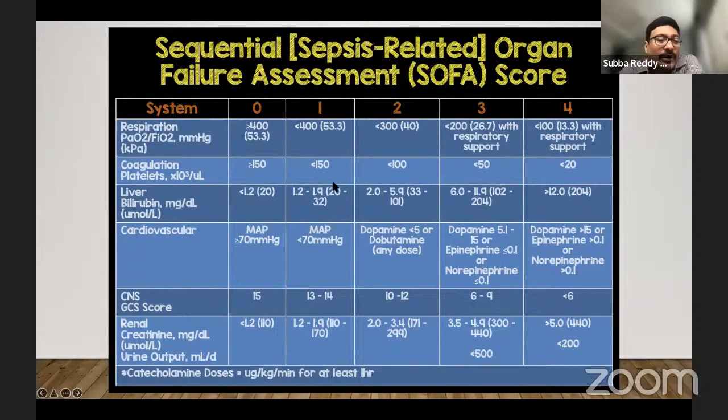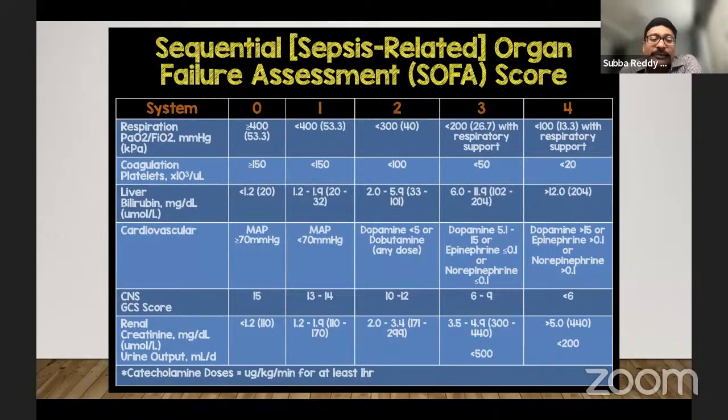If it is less than 4, coagulation: platelets more than 150,000 is 0, and less than 20,000 is 4. And then you take liver, bilirubin, you monitor for the liver. And if it is more than 12, you give 4 points. Cardiovascular, you look at the mean arterial pressures. And if the patient is on epinephrine or norepinephrine, then you give a score of 4. And if the patient GCS is less than 6, this is the only score.